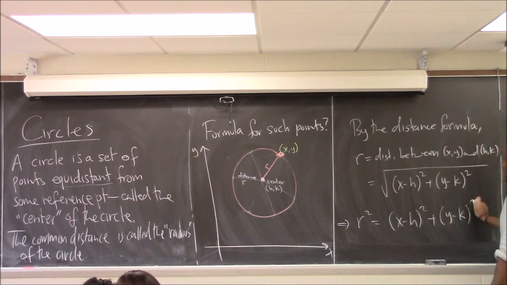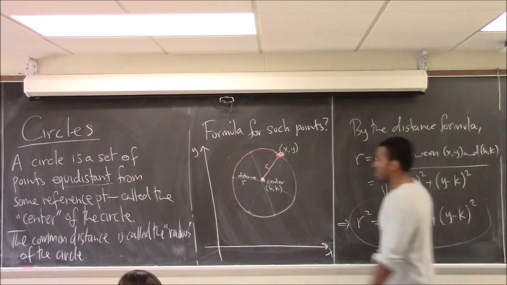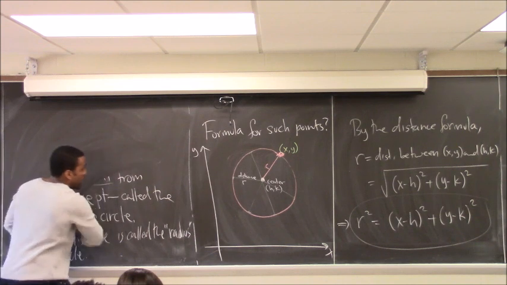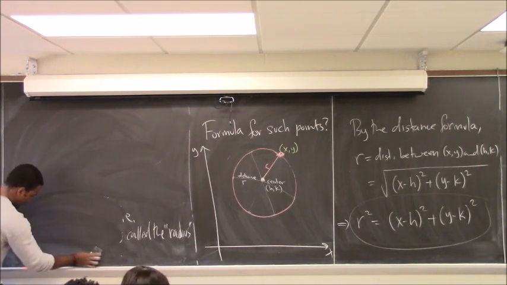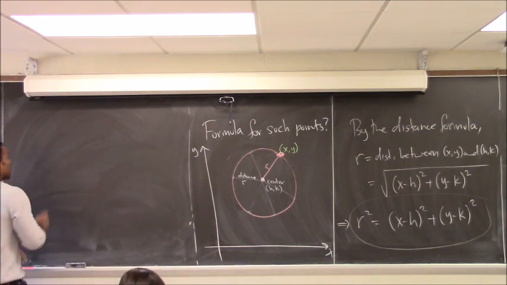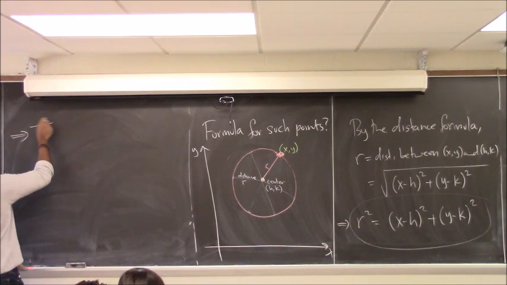that guy, that turns out to be the equation of a circle. That equation will give you all points on that red outer rim. So this leads to the equation of a circle.